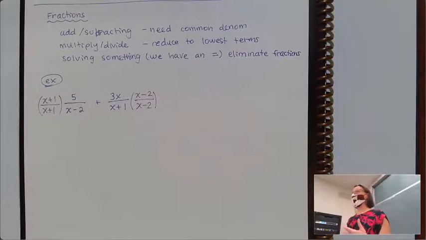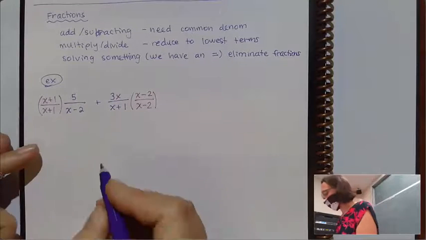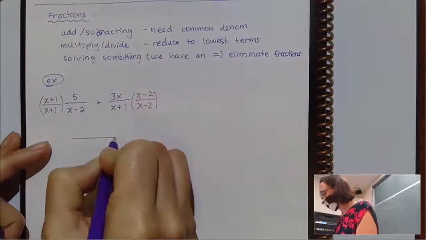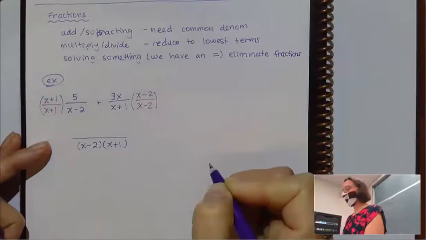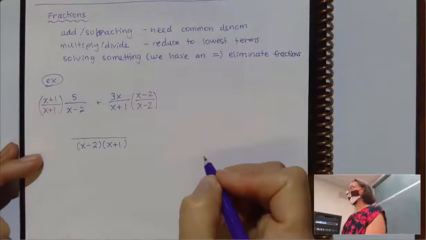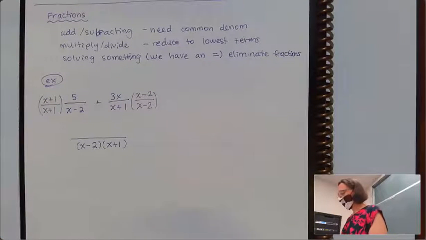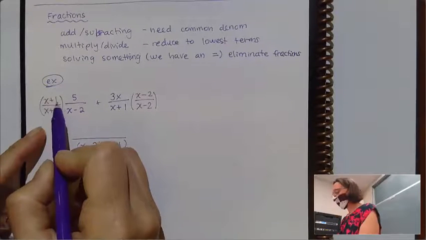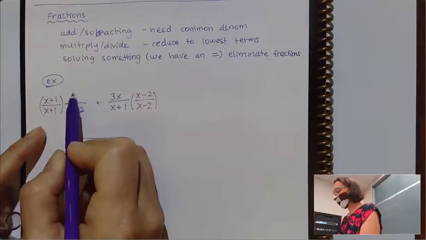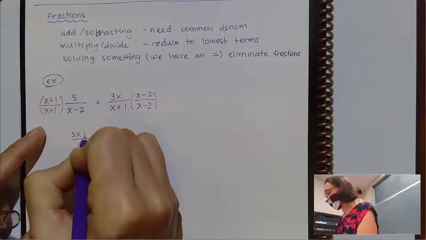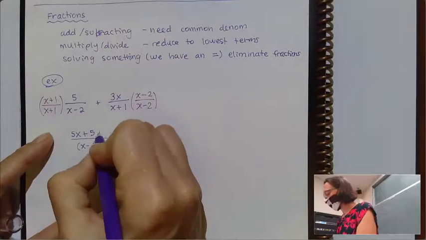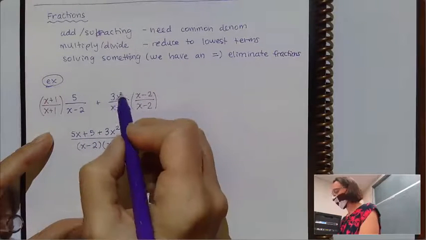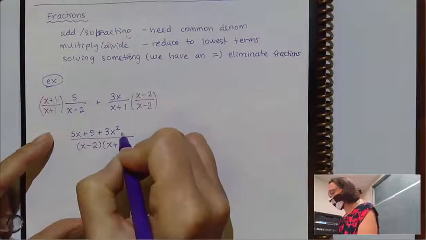The whole point of getting a common denominator is so that I can put this into a single fraction. And my single fraction is going to have a denominator of x minus 2 times x plus 1. On the top, I'm going to have to distribute things out. So I've got that x plus 1 times 5. So I'll distribute my 5 through and have 5x plus 5. And over here, 3x times x is going to give me plus 3x squared. And 3x times negative 2 would be minus 6x.